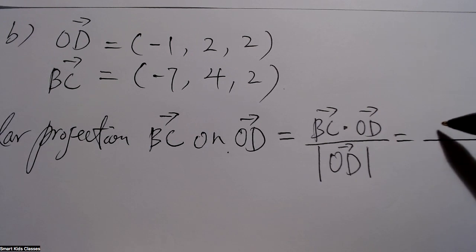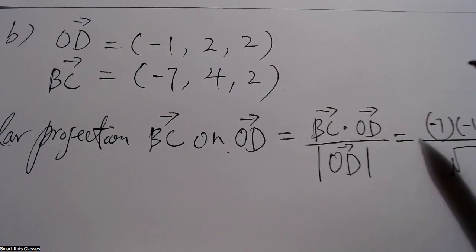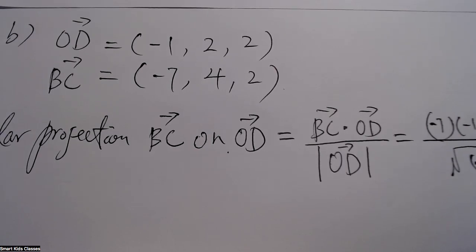So we have -7 times -1 for X, and then add for Y, 4 times 2, and then add for Z, 2 times 2. And we're going to divide by the magnitude of OD, which is the square root of (-1) squared plus 2 squared plus 2 squared.